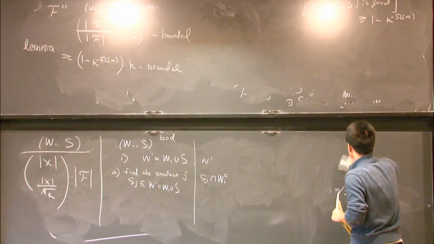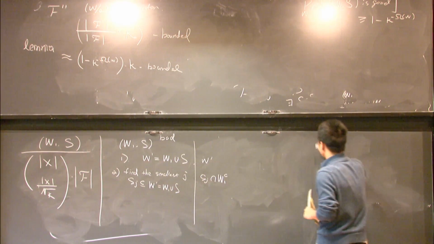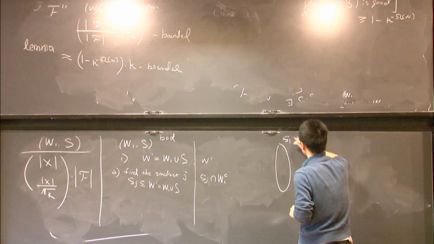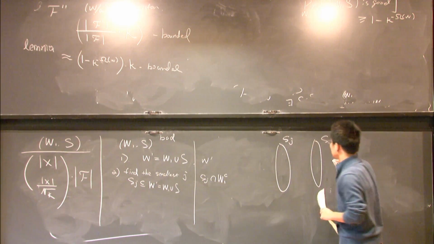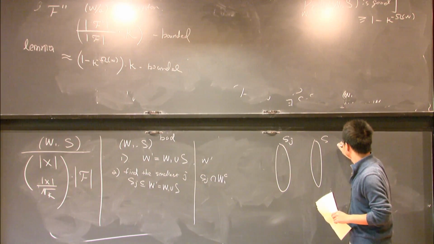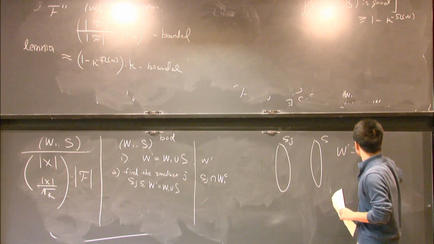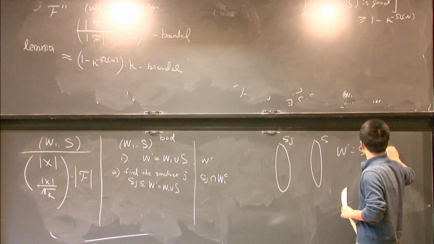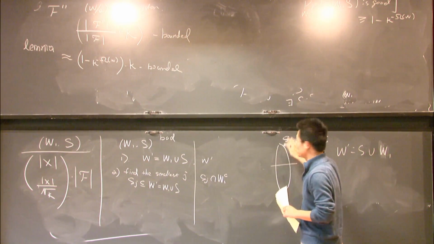I'm going to draw a picture. Say we have S1, Sj and S. Now we'll first encode W prime, the union, Sj union W1.